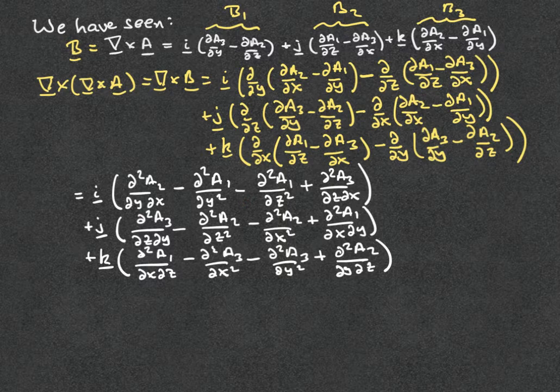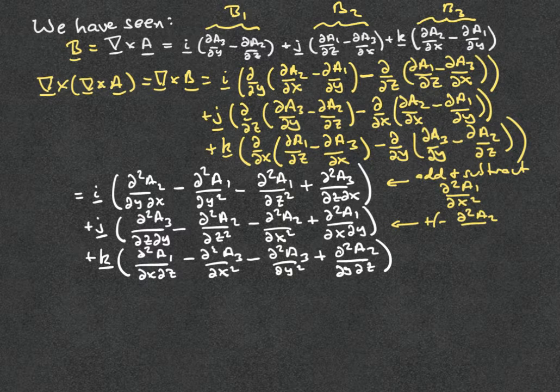So what I propose to do is, inside the brackets, let us add and subtract d2A1 dx squared. And similarly in here, we are going to add and subtract d2A2, and the term that's missing here, if you look at it, is d2A2 dy squared.